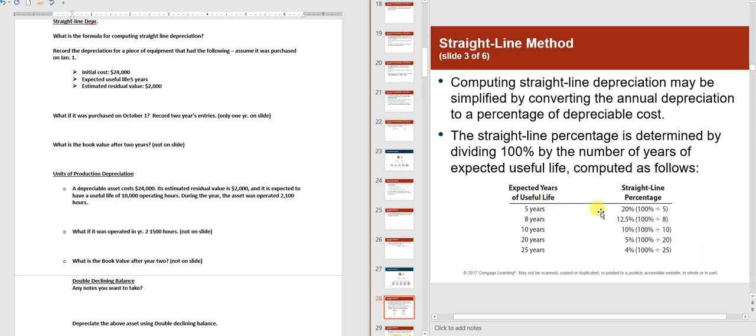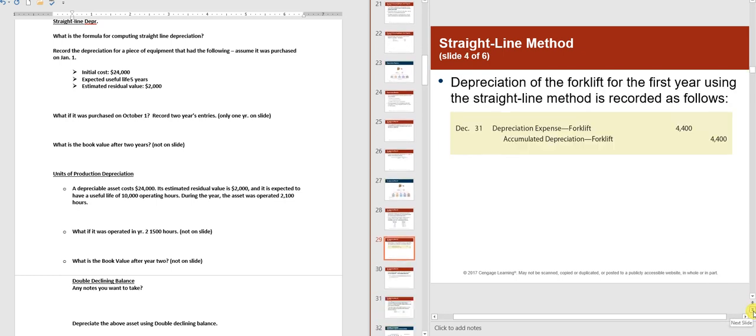Notice you can take 1 divided by 5 and get 20%. That's all that's saying. So I debit depreciation expense and credit accumulated depreciation every year for 5 years. It's my journal entry.